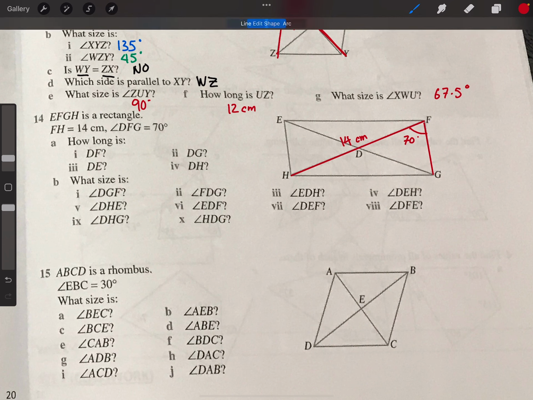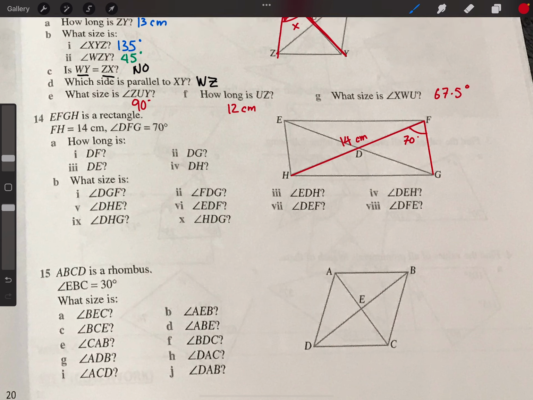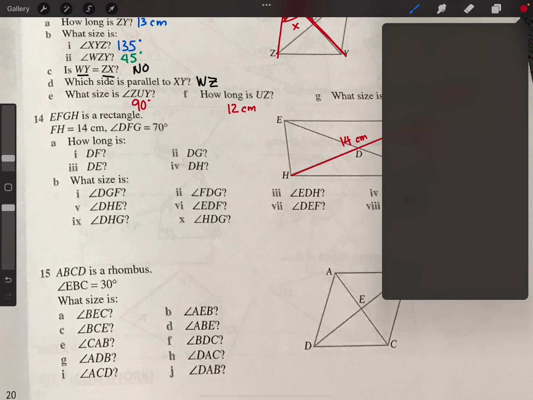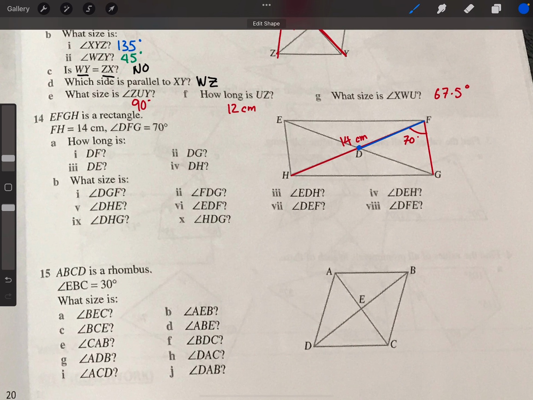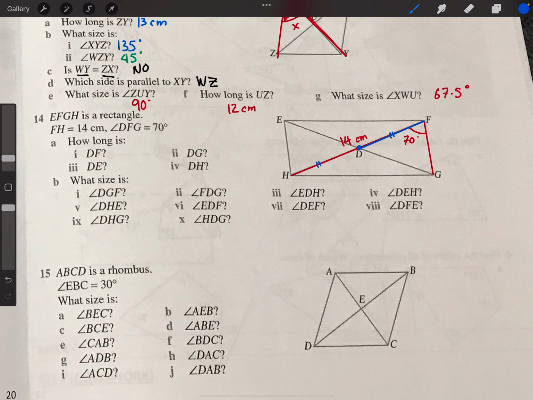So angle DFG is 70 degrees. How long is DF? I'll put that in blue. It's asking from D to F. Now we know that the diagonals of a rectangle will cut each other in half, so that's the same distance there. From here to here is 14, so half of 14 must be 7. So DF is 7 centimeters.